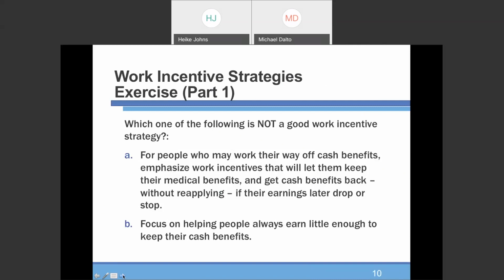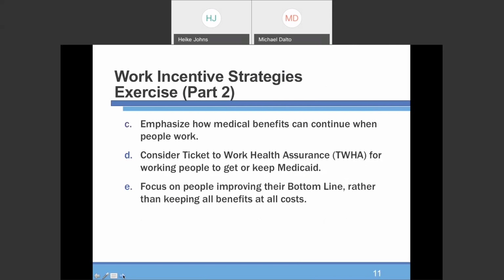So let's do a quick exercise just to review. You want to figure out which one of the following is not a good work incentive strategy. Which one is not a good strategy? A, for people who may work their way off cash benefits, emphasize work incentives that will let them keep their medical benefits and get cash benefits back without reapplying if their earnings later drop or stop. B, focus on helping people always earn little enough to keep their cash benefits. C, emphasize how medical benefits can continue when people work. D, consider Ticket to Work Health Assurance for working people to get or keep Medicaid or Mo HealthNet. Or E, focus on people improving their bottom line rather than keeping all benefits at all costs.